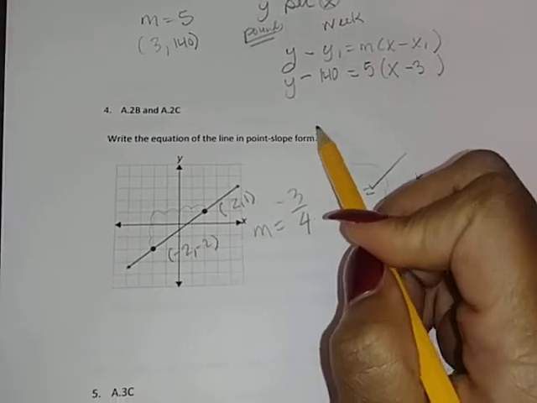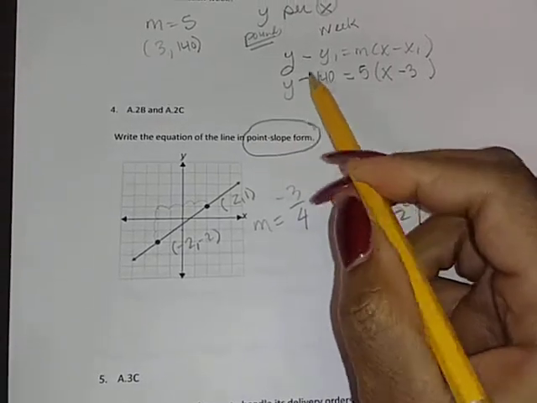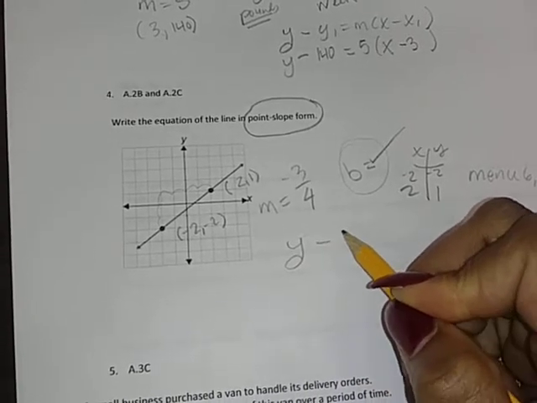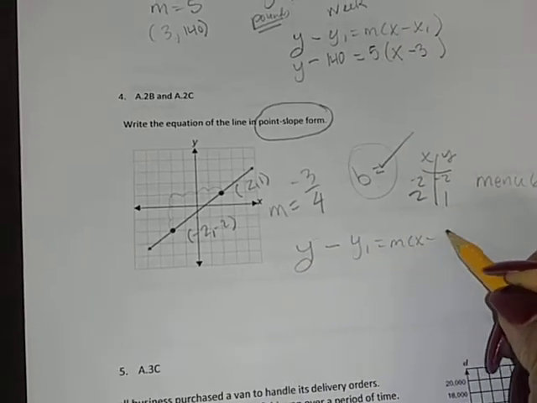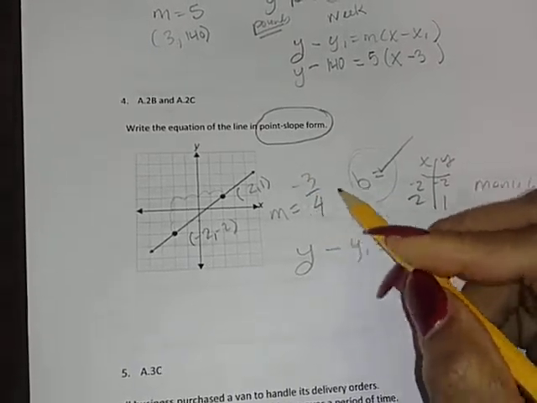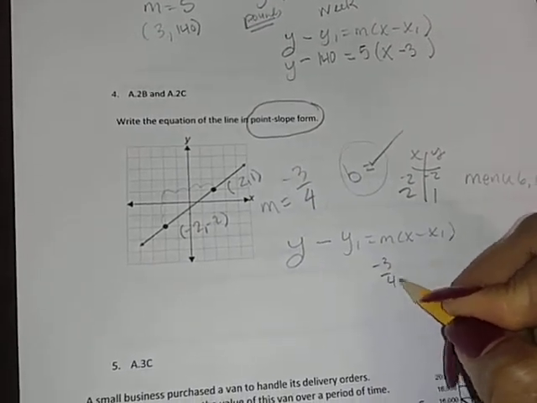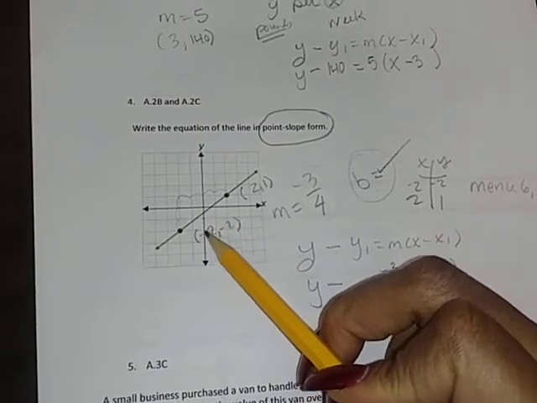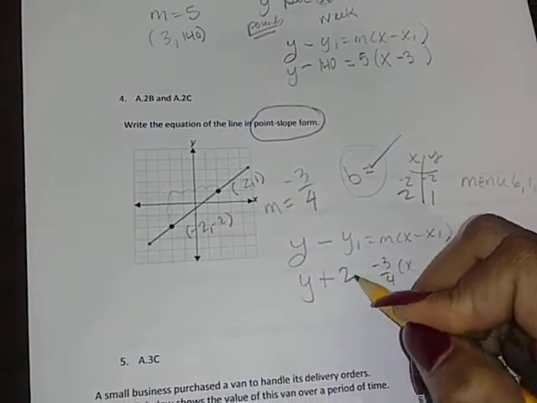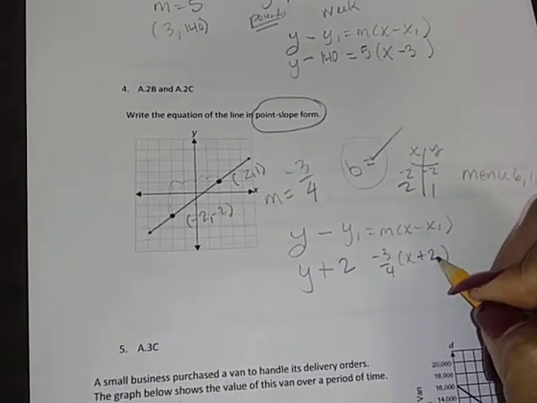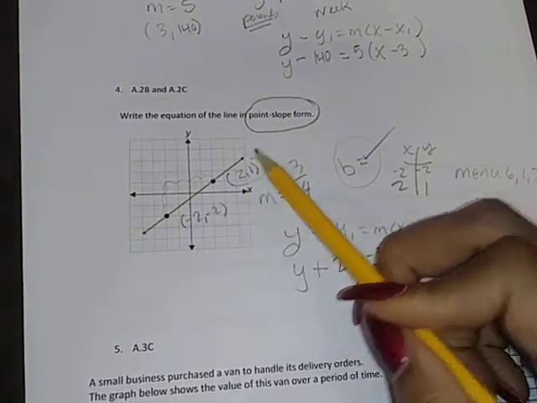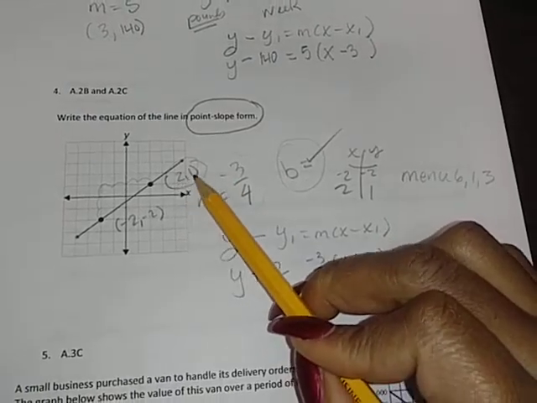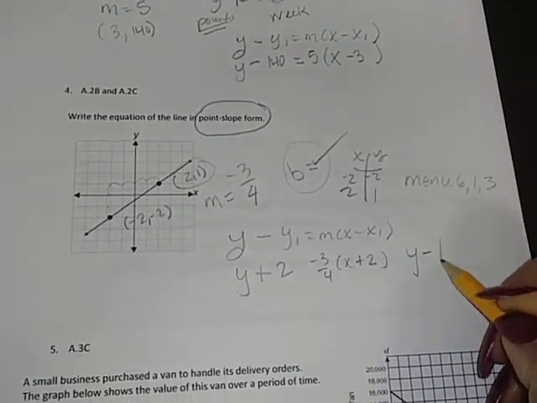But guess what this question asked for? Put it in point-slope form. So y minus y1 equals m times x minus x1. So the slope is negative 3 over 4. Take my points and plug them in. Well, they're both negative. So this becomes positive. This becomes positive. I could also plug in 2, 1. What happens with that one? Well, 2 is positive and 1 is positive. So I don't change that.